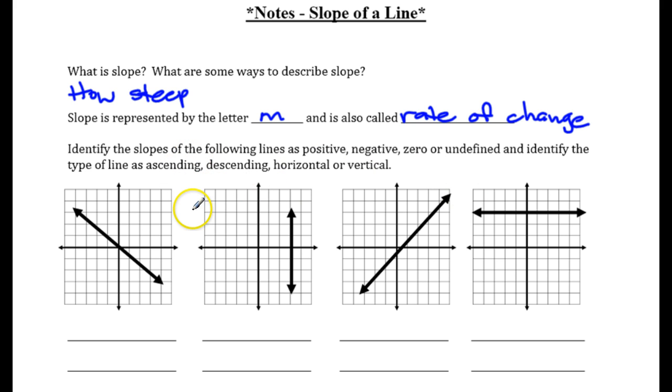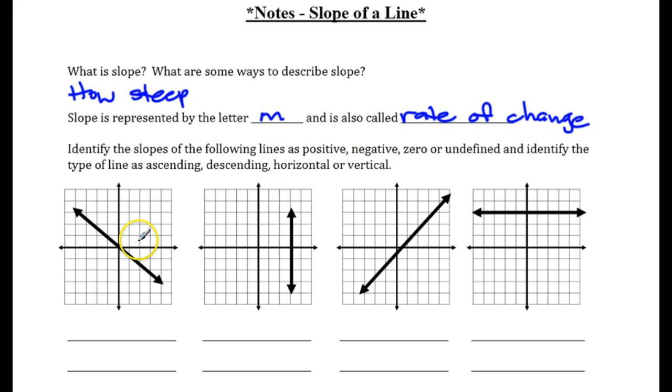Here are 4 pictures of the 4 different types of slope. We're going to identify the slopes of the following lines as either positive, negative, 0, or undefined, and identify the lines as ascending, descending, horizontal, or vertical. Let's use the second lines first. Ascending means going up, descending means going down. Horizontal is left to right, vertical is up and down.